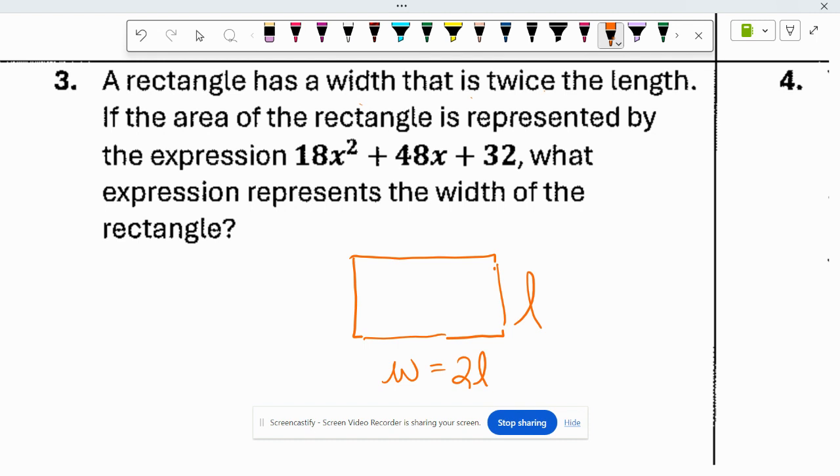So this is an area. This polynomial represents my area. So it says, what expression is the width of the rectangle? What do we have to do with this if we want to figure out what the width is?